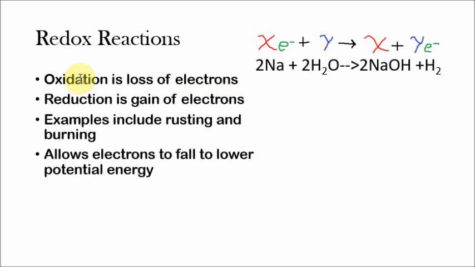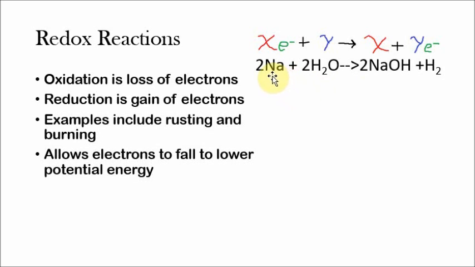Oxidation is the loss of electrons, whereas reduction is the gain of electrons. In other words, reduction will reduce the charge on that compound. So this is one example of a redox reaction.